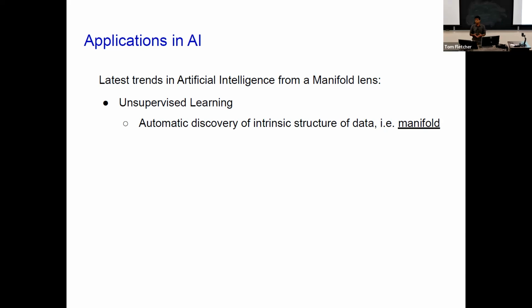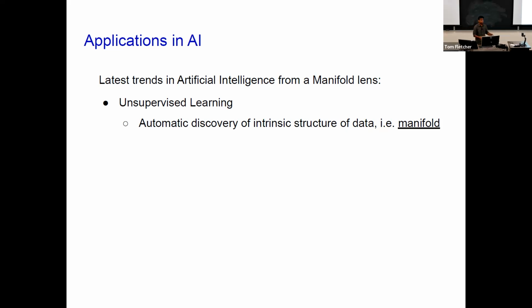All of these different fields in artificial intelligence, what we'll do through class is that we'll cover different areas of AI and latest trends in AI and see how it connects to the theory that we learn about manifolds and manifold analysis. So in general, unsupervised learning is essentially just an automatic discovery of intrinsic structure, which essentially is the manifold of the data.